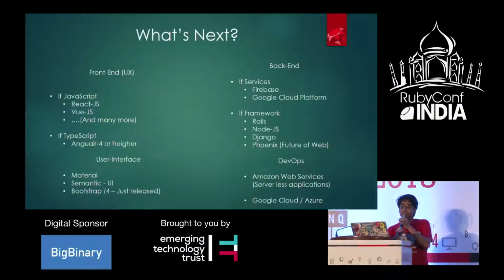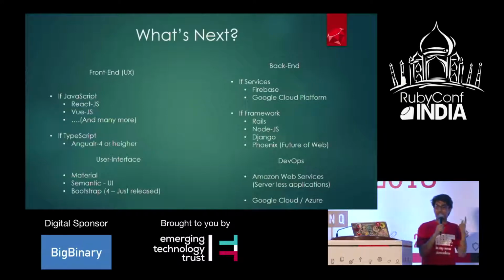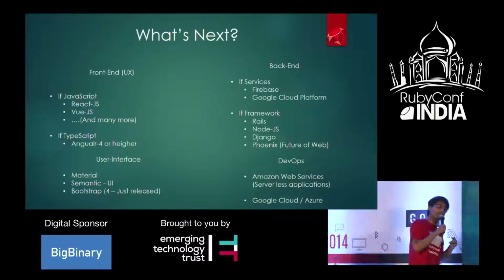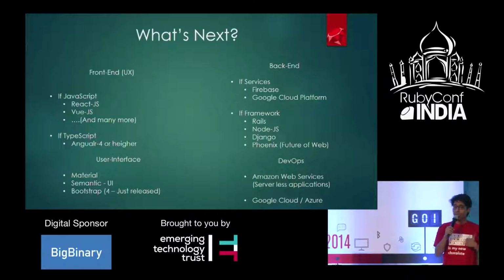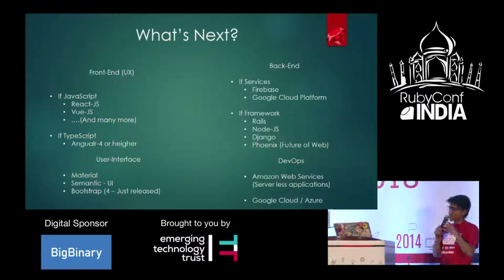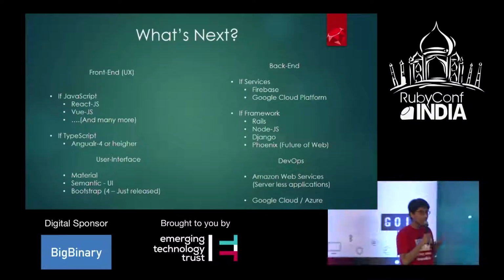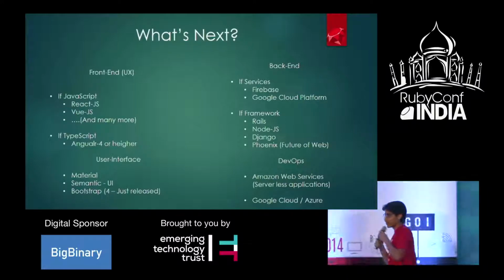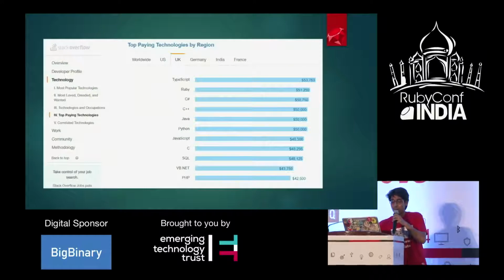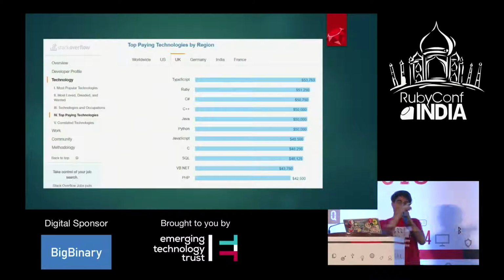If you want to go with JavaScript, you have React.js and Vue.js. If you want to go with TypeScript, you have Angular. If you want to make your backend with services only, you have Firebase and Google Cloud Platform. If you want to make your backend with your own servers, you have Rails and Node.js. Also, TypeScript and Ruby are among the top paying jobs in the UK, which is why you must have interest in them.